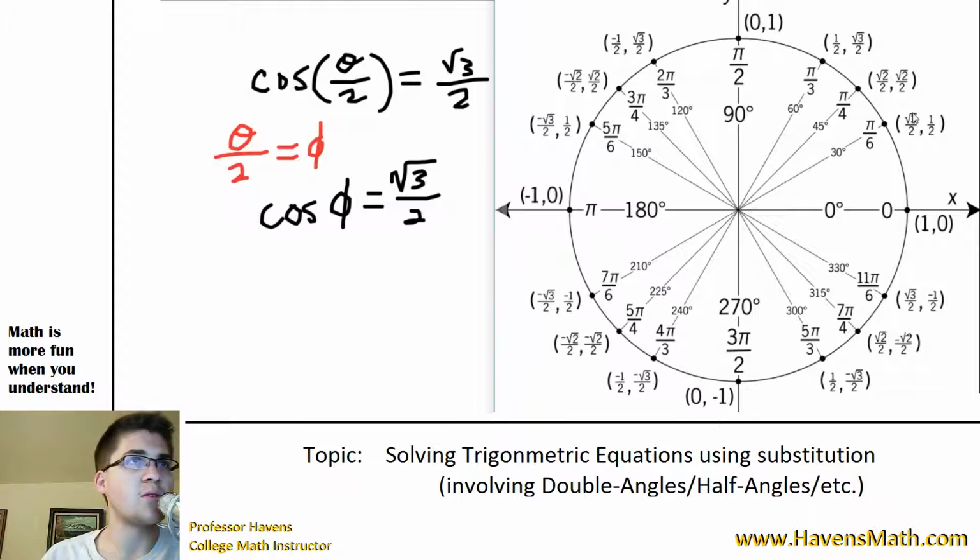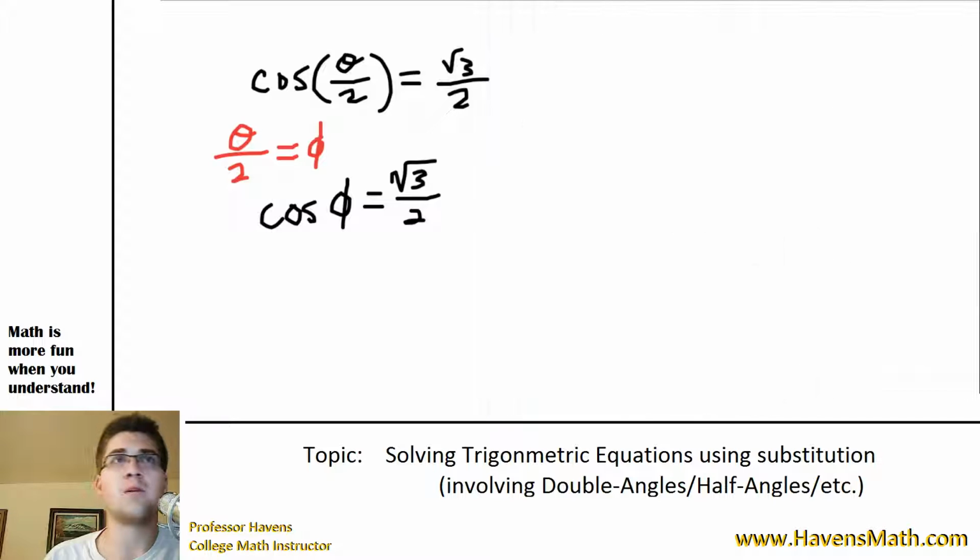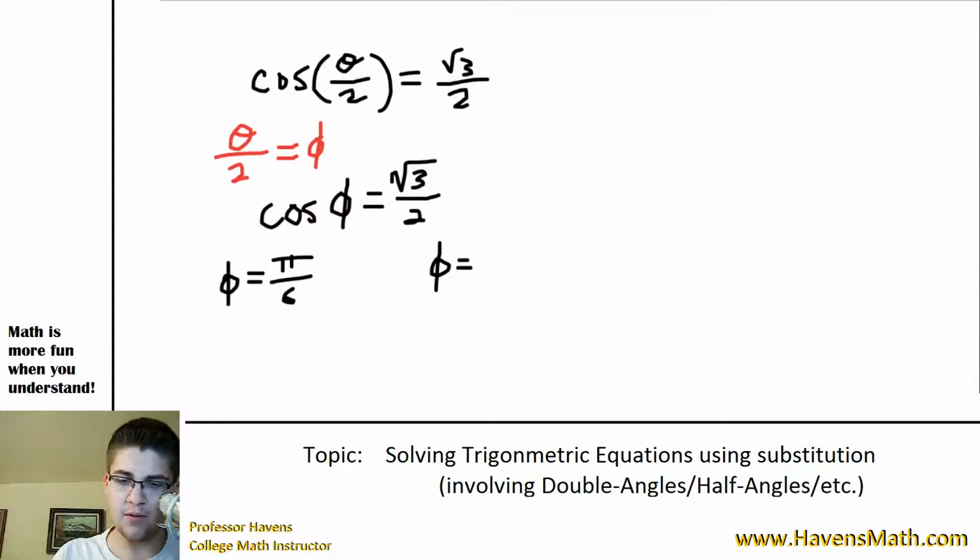So one solution to this would be phi is equal to pi over 6, because that would give us a cosine of root 3 over 2. And the other place where cosine is root 3 over 2 is down there, which in the interval 0 to 2 pi would be 11 pi over 6. So we get these two as our solutions. So let me go ahead and write those down. So we would get phi is equal to pi over 6. And we get phi is equal to 11 pi over 6.